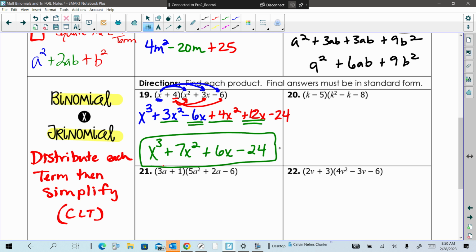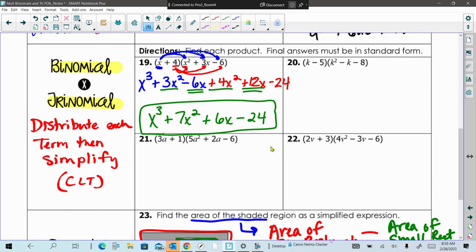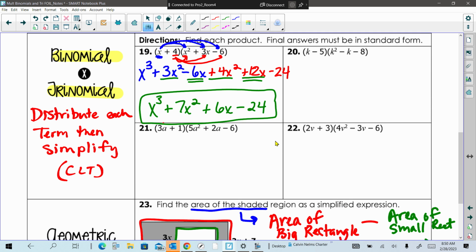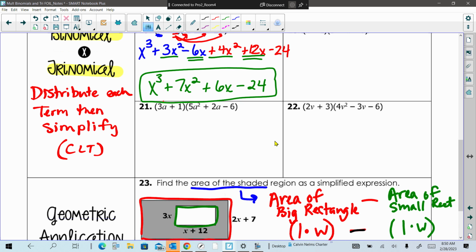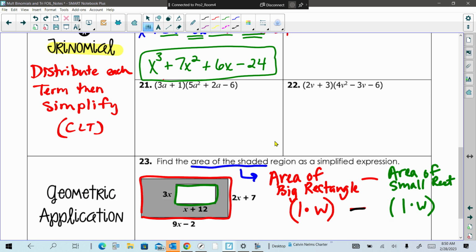So tonight, I want you to try to use the distributing each term, complete these problems, okay? Now, our shaded area is just like the shaded on our yellow binomial, yellow polynomial notes. So it's the same thing. To get the shaded, you have to take the large area, subtract it from the small area. Okay, the method has not changed. So what I want you to do tonight is to finish the notes. Okay? All right, let's pack it up.